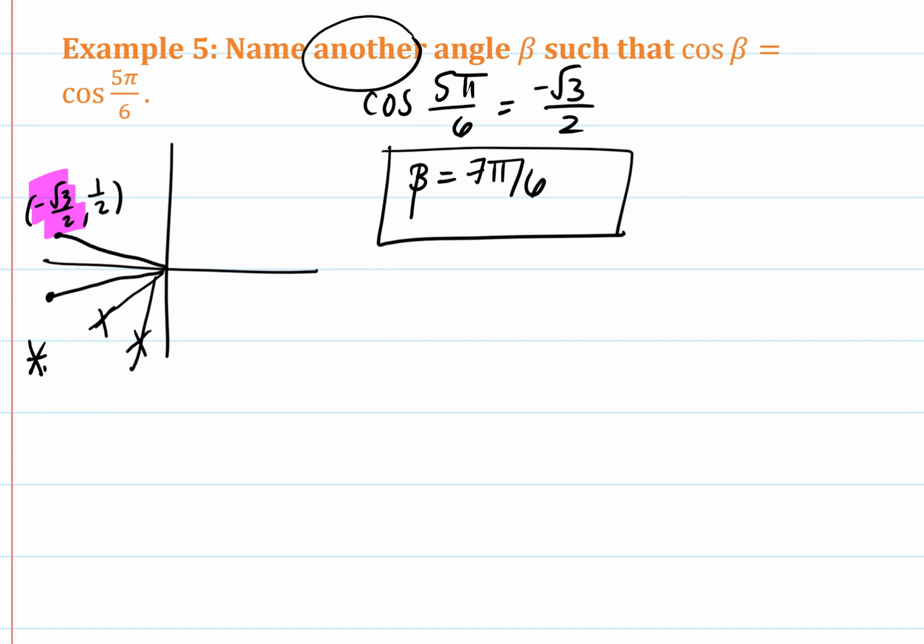Name another, of course you could name other possibilities. It could be 2 pi, a full rotation, plus 7 pi over 6, or something like that. But in this case, we're just looking for one other angle, so we're done.